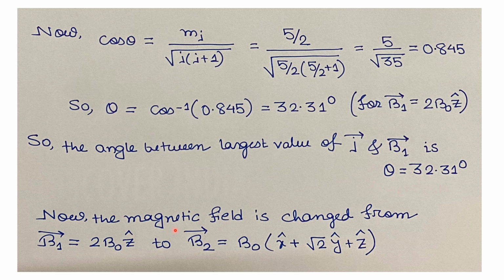Now the magnetic field is changed from B1 vector equals 2B0 z cap to B2 vector, that is B0 times x cap plus root 2 y cap plus z cap. So basically the magnetic field direction has been changed, but the magnitudes of the two magnetic fields are the same. B1 has magnitude 2B0, and the mod of B2 is also 2B0.